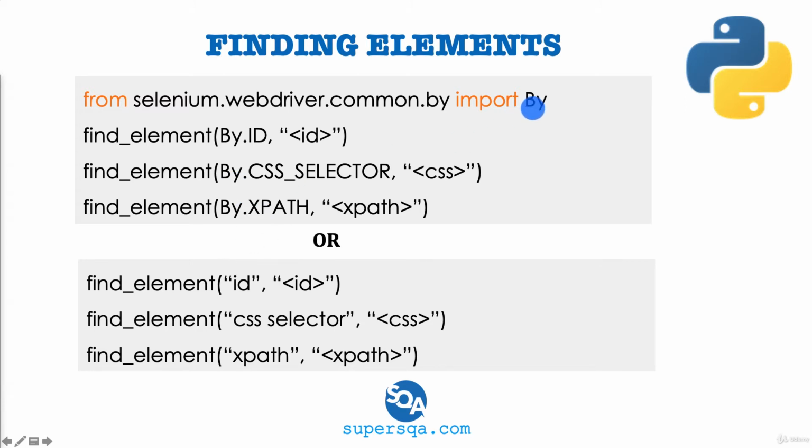Or if you don't want to import By, you could use a string. You can use the ID string, the CSS selector string. See, this CSS_SELECTOR is all uppercase and it has an underscore. This one doesn't, and it's all lowercase. You can do that. I'll show you why that works. Because these things here in the By class, they just map into a string. They literally just map into a string.